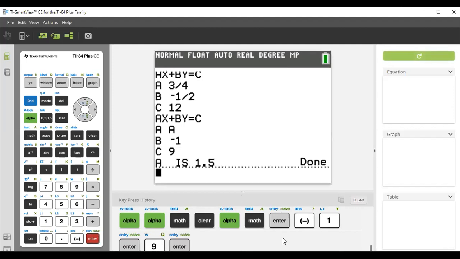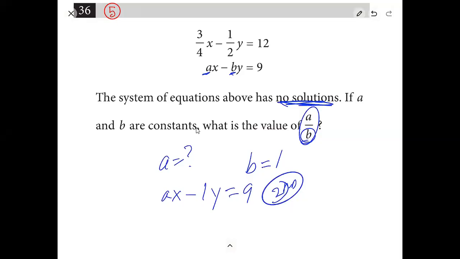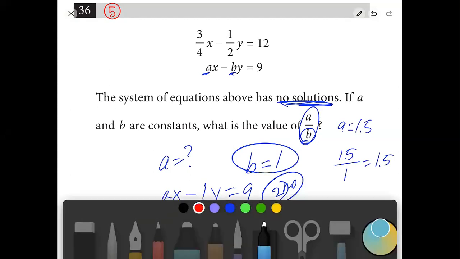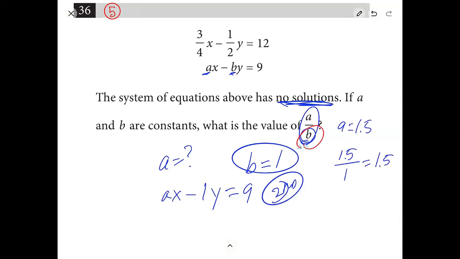So if we go back to the test, we'll see that if A is 1.5, then that means 1.5 divided by 1 is still 1.5. That's why I actually chose 1 for B. It simplifies this problem. So that's how you should handle it. But technically, you can put any number that you want to in for B except for 0. That's the only number that you can't use. But when you solve for A, you're going to have to calculate the ratio in order to get the answer, but it should be 1.5.